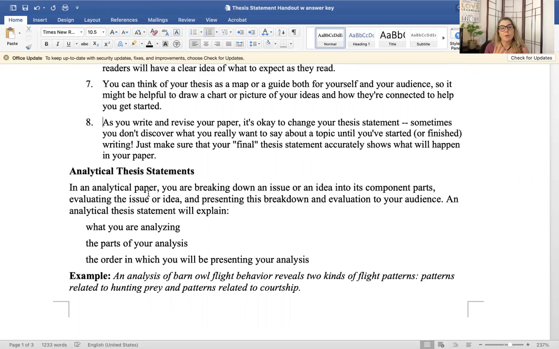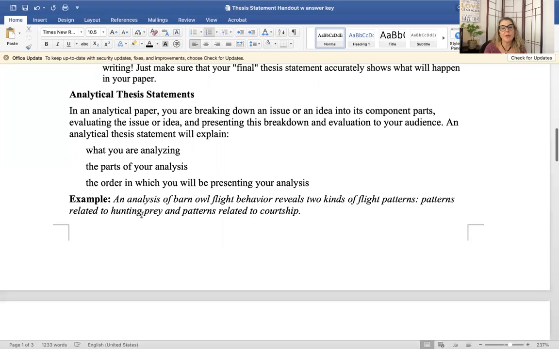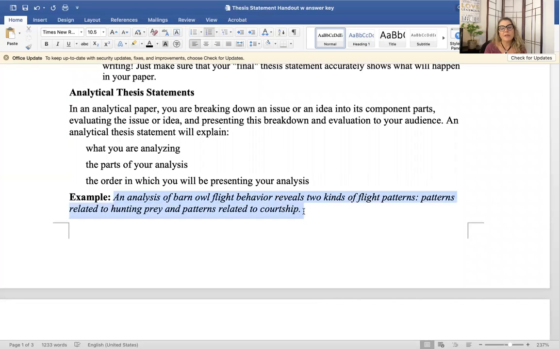So you could write an analytical thesis statement. But for the most part, the essays you write in a college English course are going to be argumentative, meaning you're formulating or coming up with some kind of claim and you're proving it with facts and research and your own opinion and so on. So what is an analytical essay? It talks about what you're analyzing, the parts of your analysis, and the order in which you will be presenting your analysis. Okay, so here's an example of an analytical thesis statement.